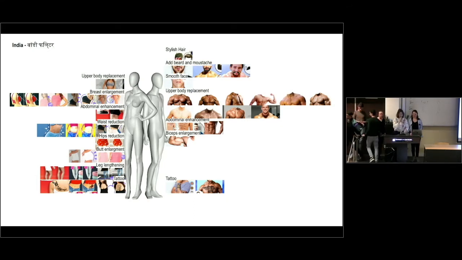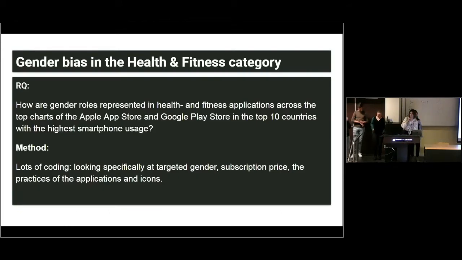All right, our group looked at a similar project to theirs. We decided to look at the portrayal of gender representation in health and fitness applications in both the iOS and Play Store. How we did that: we coded a lot. We used different tools to scrape information from both stores, and subsequently manually coded the practices of the applications, looking specifically at targeted genders, subscription prices, which is really prominent in the iOS store, the practices of the applications, and the icons. However, because it is such a large data set and we only have 3 minutes to present, we decided not to include the subscription price and the icons in the findings we're presenting to you.